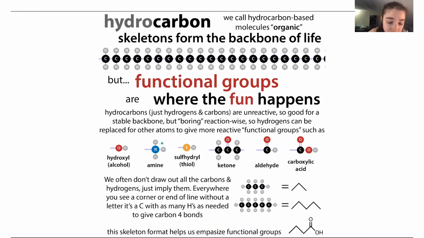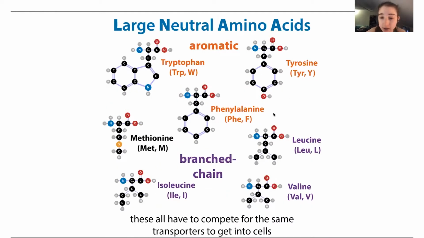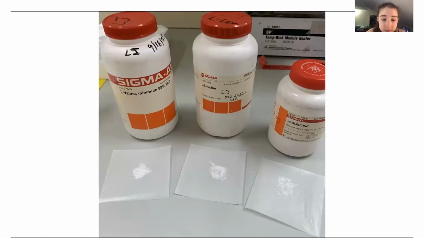So yeah, there are more amino acids that are hydrophobic than just these branched chain ones. But the branched chain ones have other special things in common. The three branched chain amino acids, remember, are leucine, valine, and isoleucine. And here's what they look like.